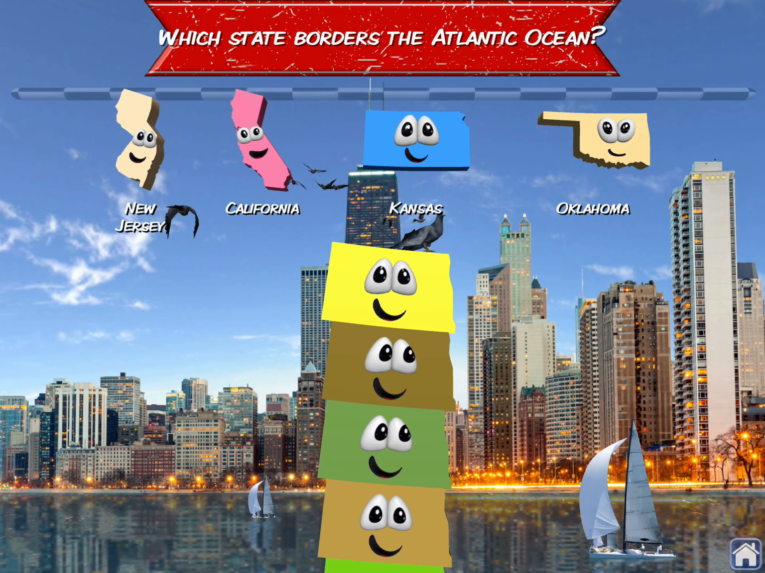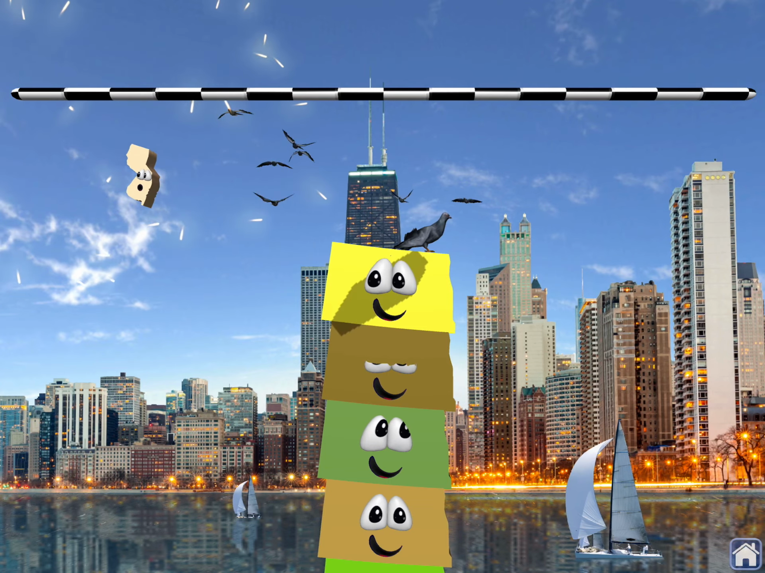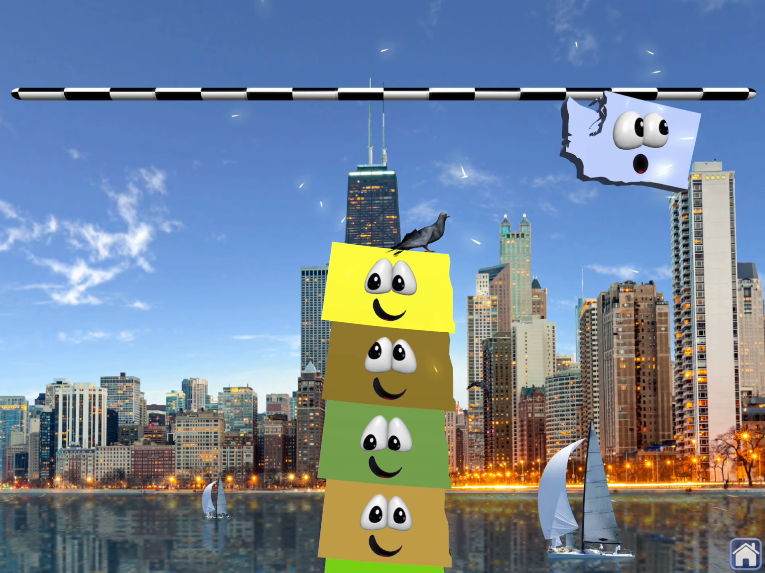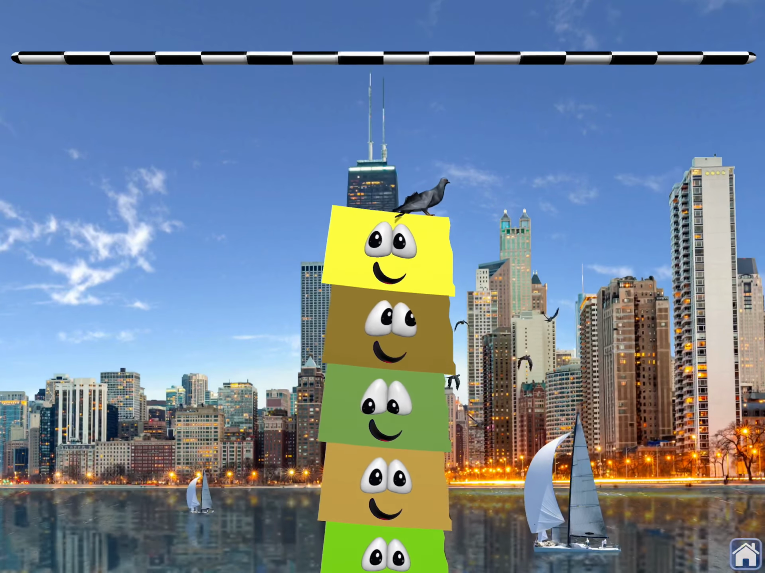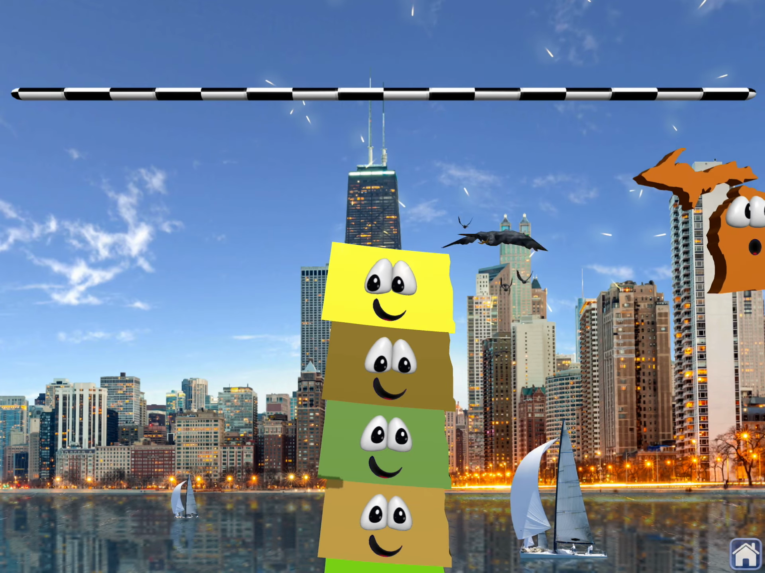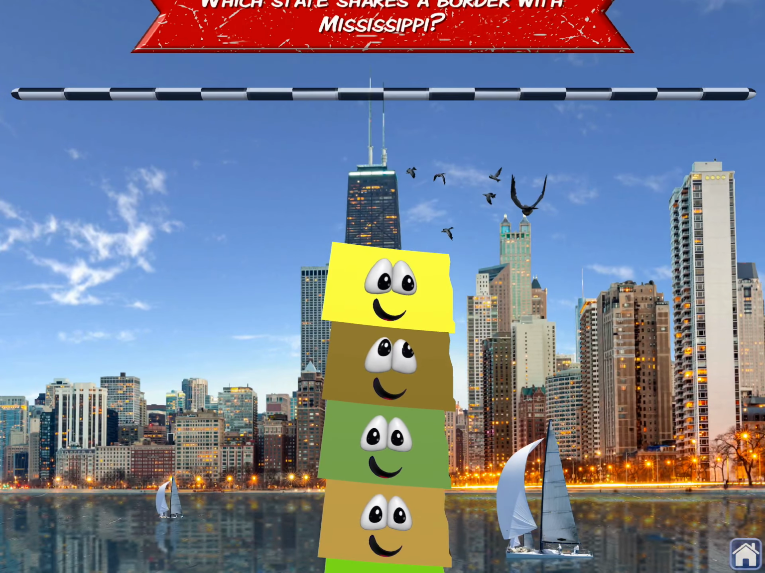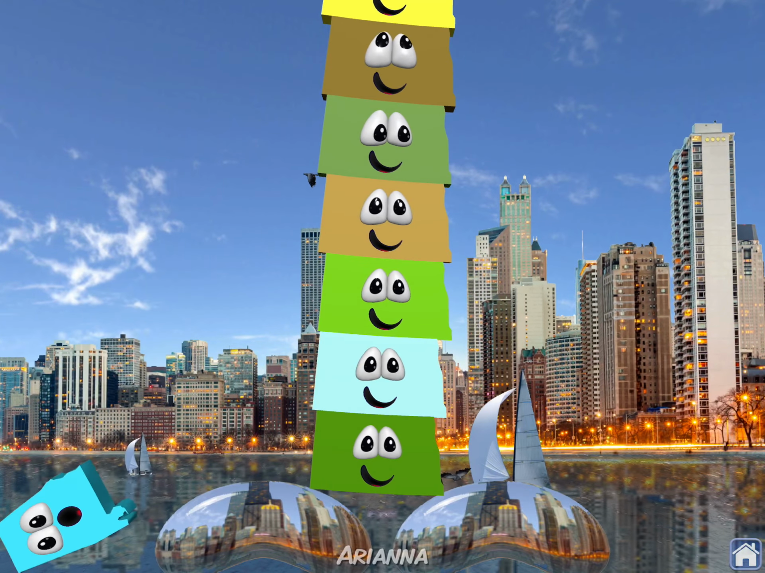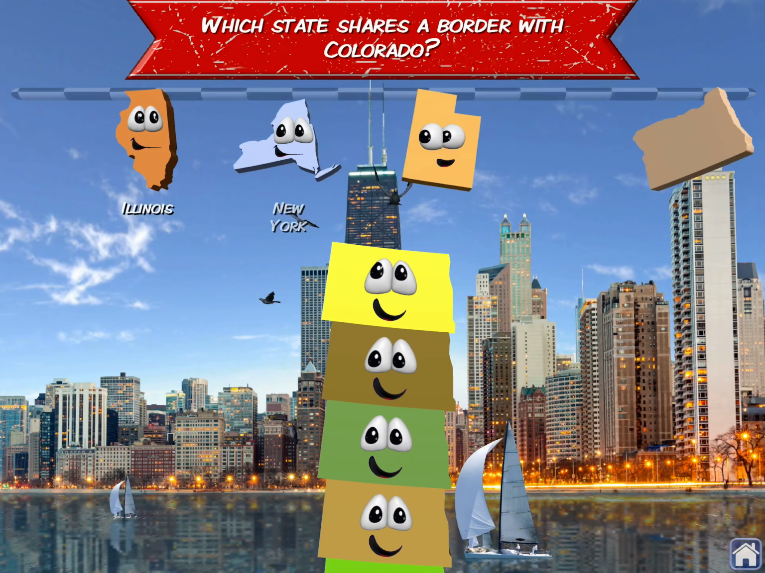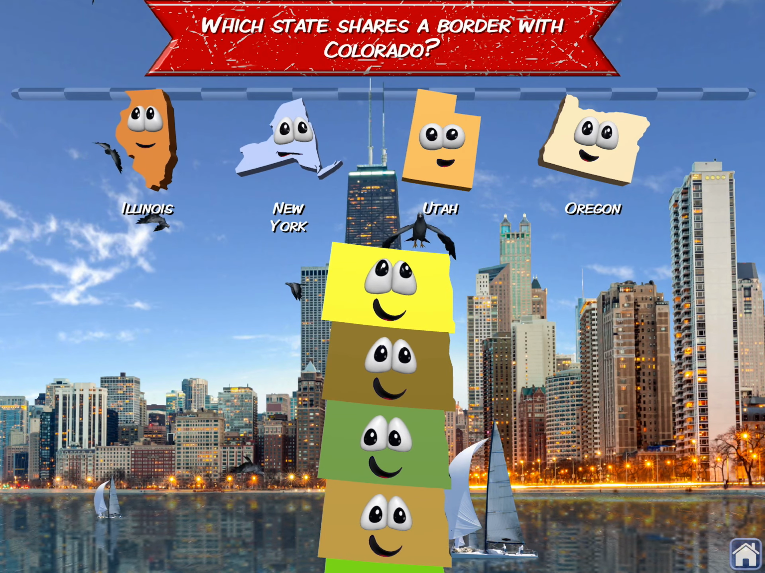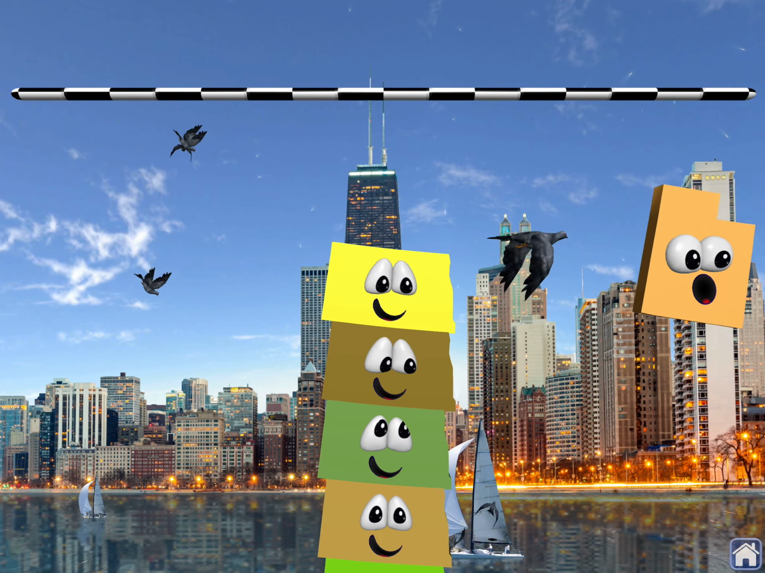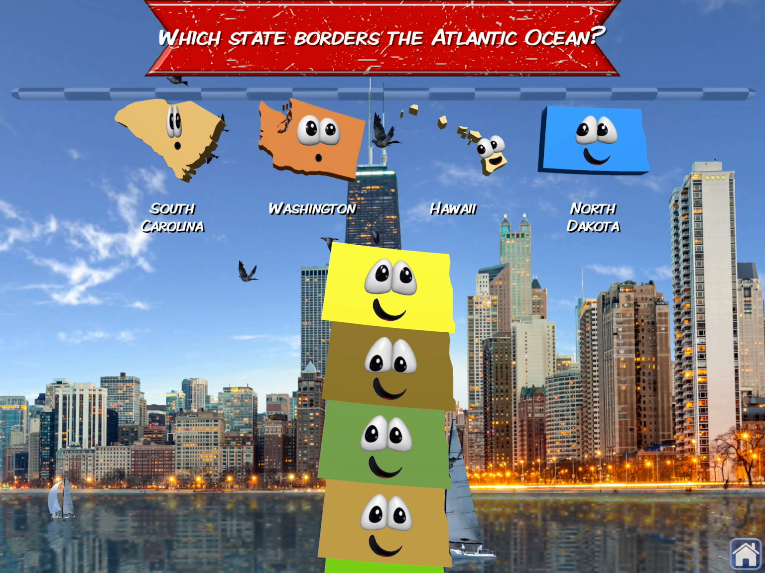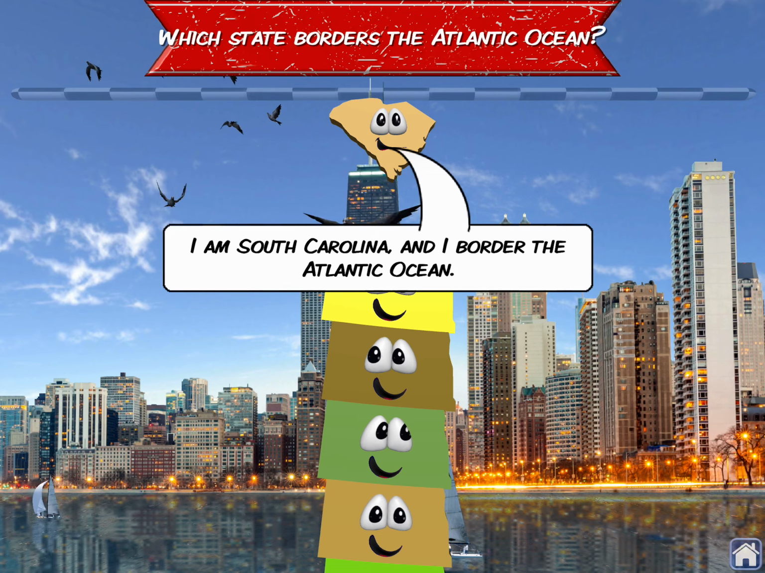Which state borders the Atlantic Ocean? New Jersey. California, New Jersey. Which state borders Washington? Which of these? Which state shares a border with Mississippi? Alabama. Which state shares a border with Colorado? Illinois, New York, Utah. Which state borders the Atlantic Ocean? Washington. I am South Carolina and I border the Atlantic Ocean.